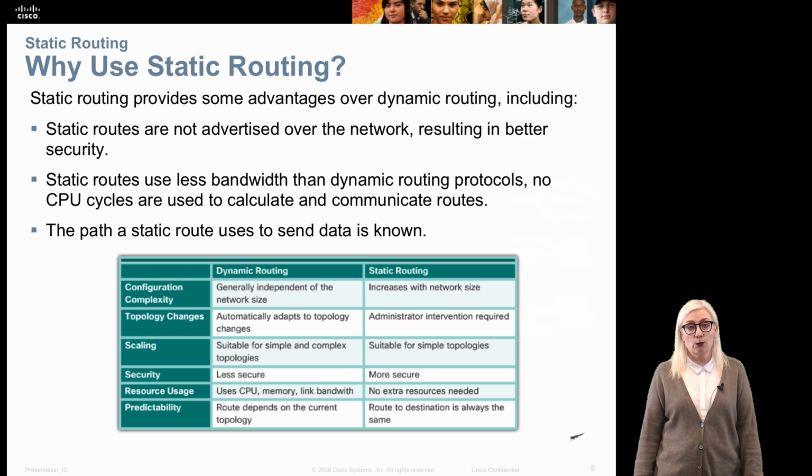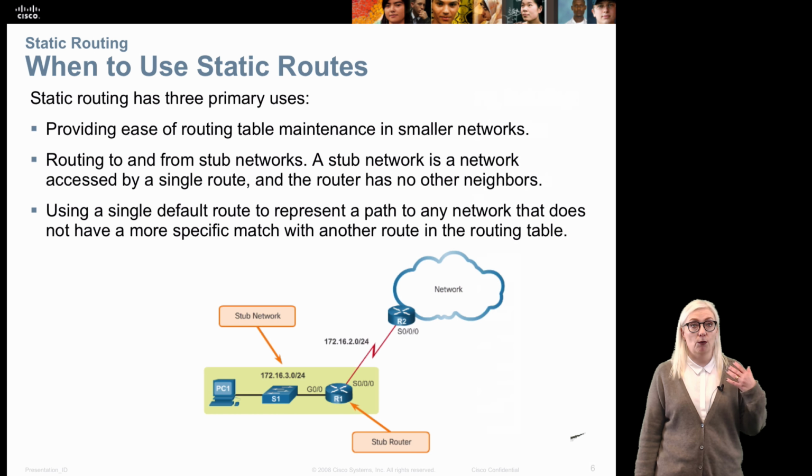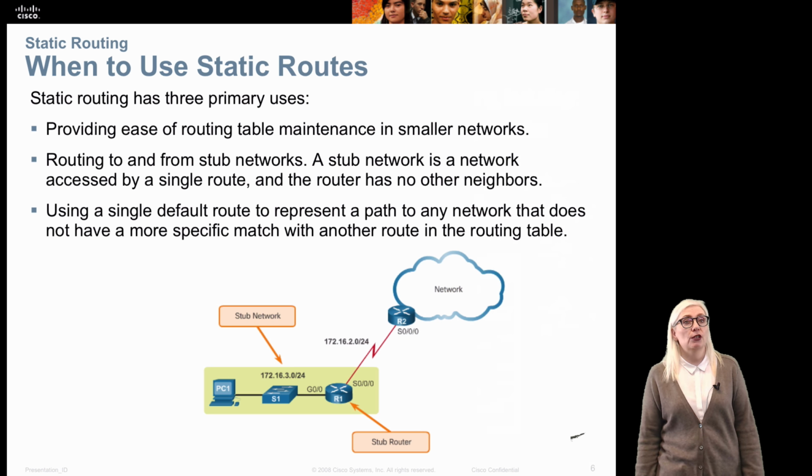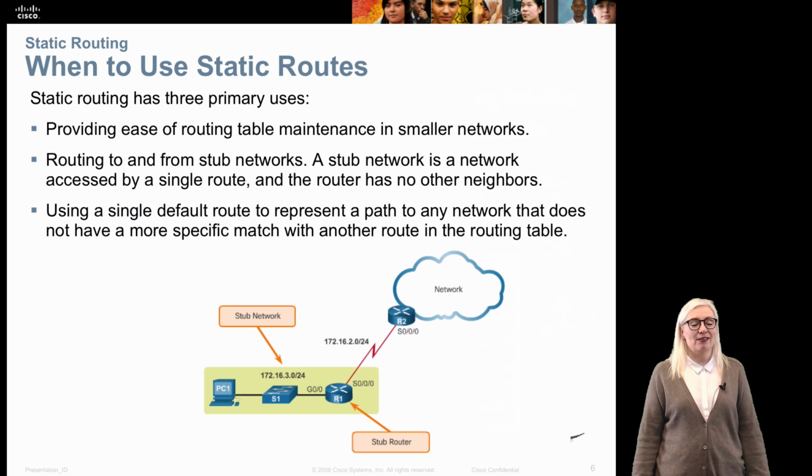If you have large networks, which change a lot, it will be stupid to use static routing because you have to configure it over and over again. So small networks and networks with a limited number of routes could be a good idea to use static routing. Of course, also if you want to be very secure. So here an example of when to use static routing.